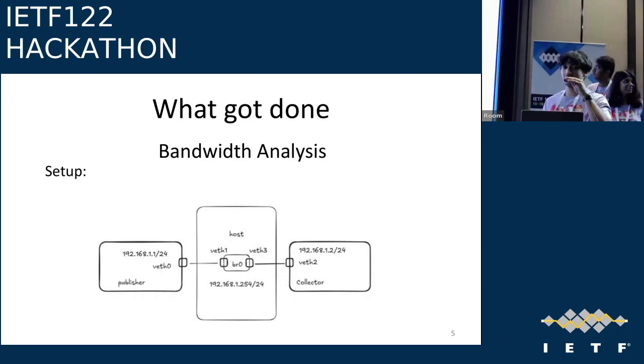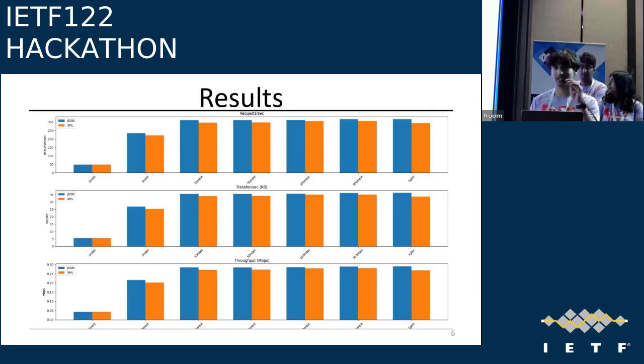Right. So we performed bandwidth analysis on different encodings, and for that we've set up virtual network namespaces where we're running the publisher in one namespace and the collector in another, which are connected through links. And how we're doing the bandwidth limiting is using TBF qdiscs with certain configurations. And here are the results we got for JSON and XML.